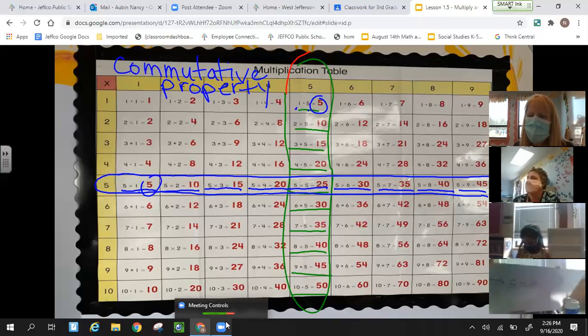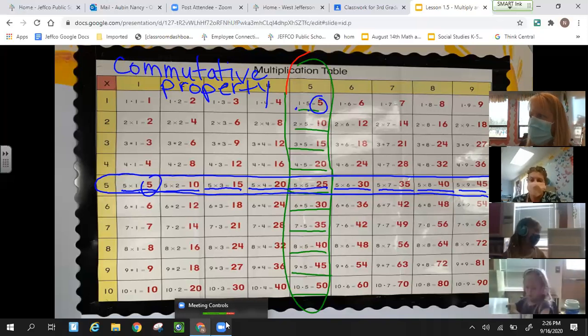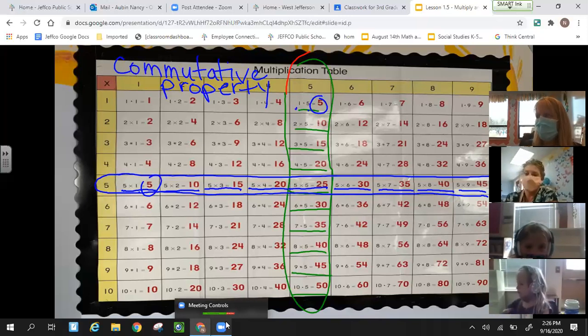Let's try one more. Let's do an easy one. 4 times 5. Write it down. Hold it up when you have the product. Your factors are 4 and 5. You're multiplying 4 groups of 5.